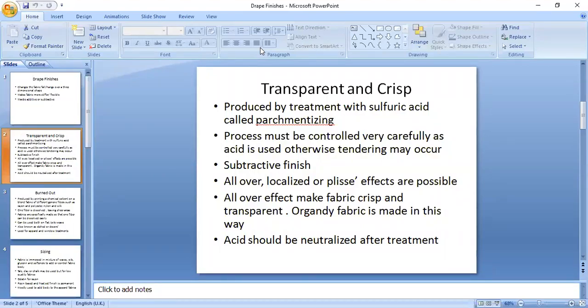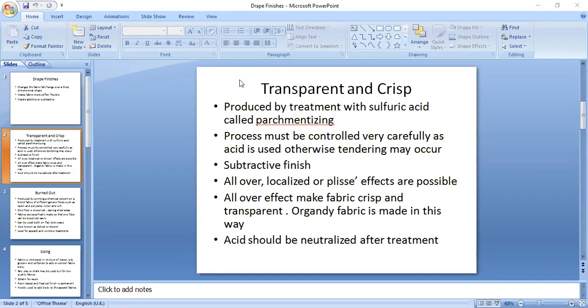It must be controlled very carefully. Split second timing is necessary to prevent tendering of the fabric. This is so sensitive a process that even a split second of timing can cause the fabric tendering, weakening of the fabric, so we have to control it very carefully.